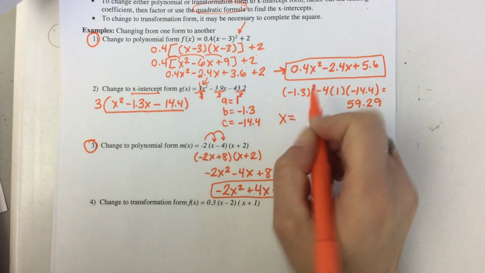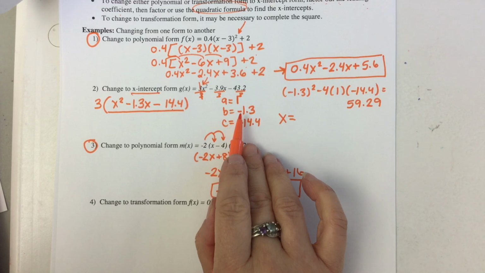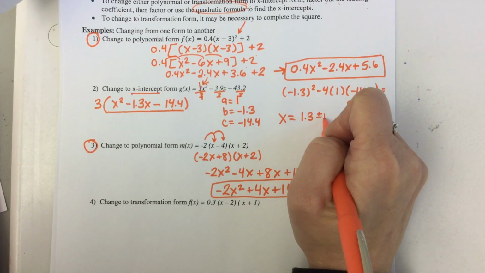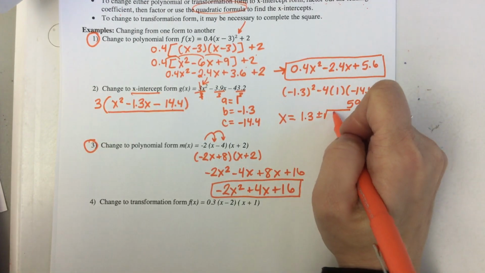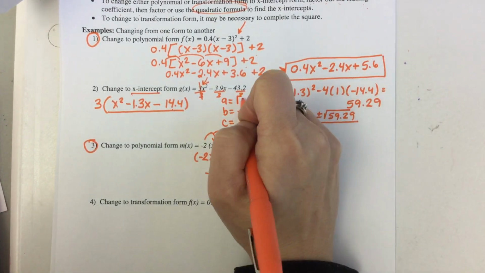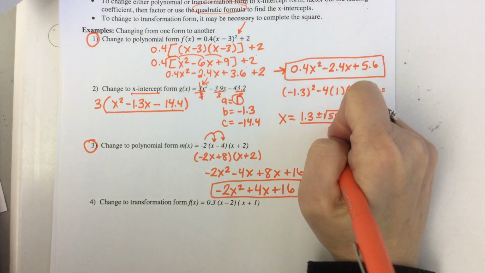So x equals negative b. B is already a negative, and the negative of a negative makes it a positive 1.3, plus or minus the square root. B squared minus 4ac is 59.29, all over 2 times a. A is a 1, so 2 times 1 is 2.